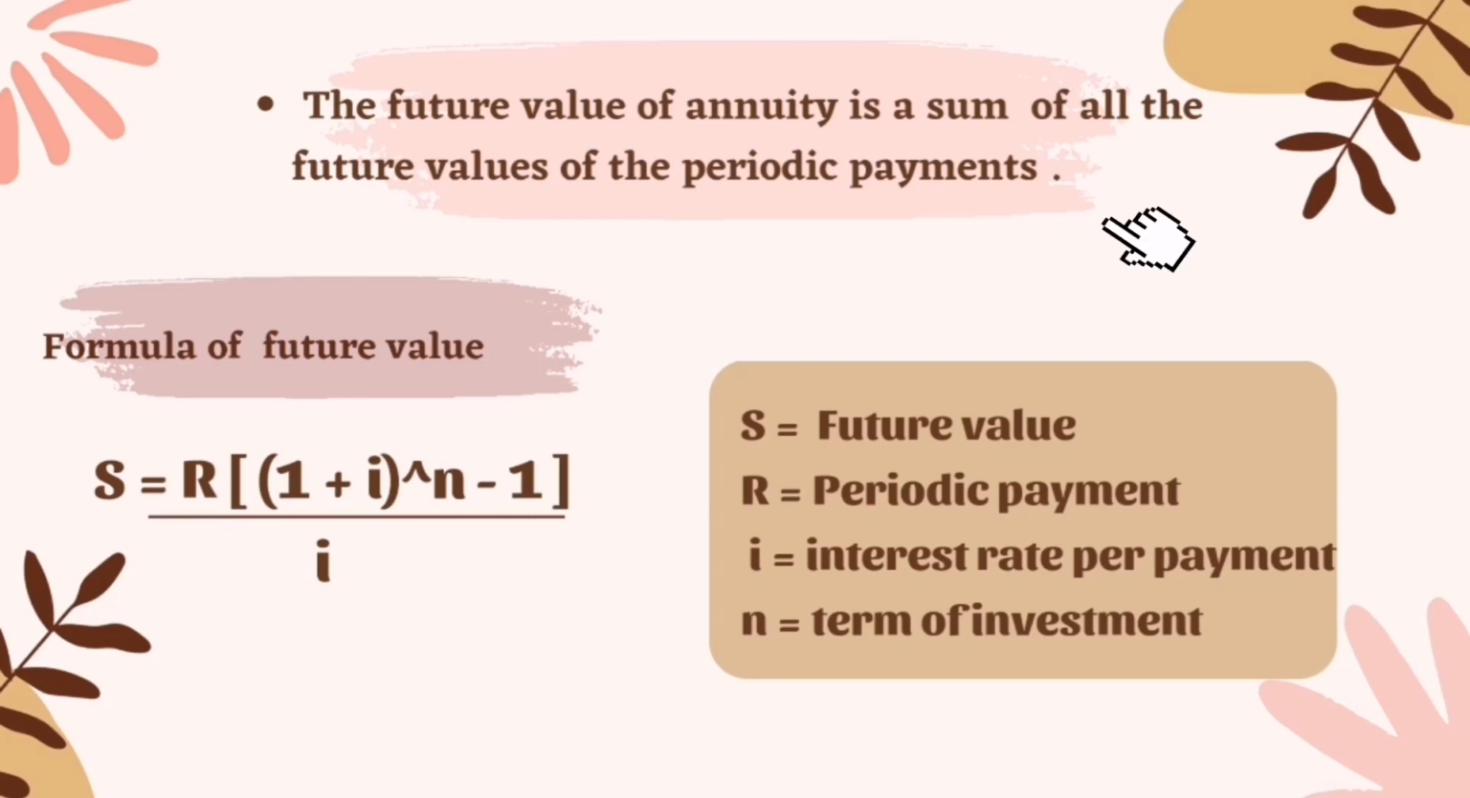I'm going to explain about future value. The future value of an annuity is the sum of all the future values of the periodic payments. The formula of future value is S equals R[(1 + i)^n − 1]/i, where S equals the future value, R equals the periodic payment, i equals the interest rate per payment, and n equals the term of investment.